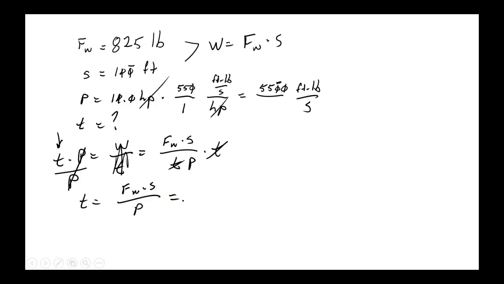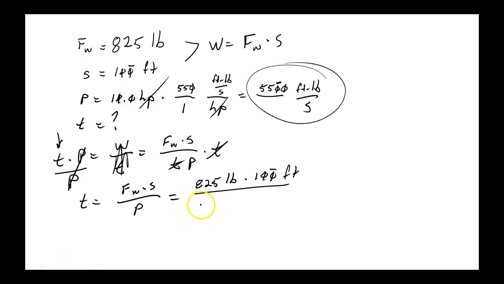So now plug in the numbers. What's our force due to weight? 825 pounds times, what's our displacement? 100 feet divided by, what was our power in foot-pounds per second? 5,500, with the first zero being significant, foot-pounds per second. Notice the units. They're your friends. Don't lose them.